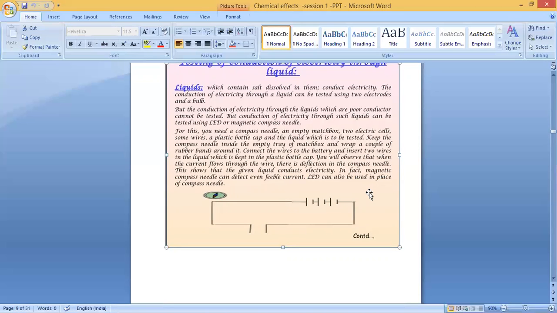In fact, a magnetic compass needle can detect even feeble current. Even if a very small current is passing through it, it can show the deflections or fluctuations the moment it passes. An LED can also be used in place of the compass needle because an LED also needs very less current. The bulb can glow. So here the battery or cell will be here, here you should connect this compass needle, and then these are the two ends of the wires.